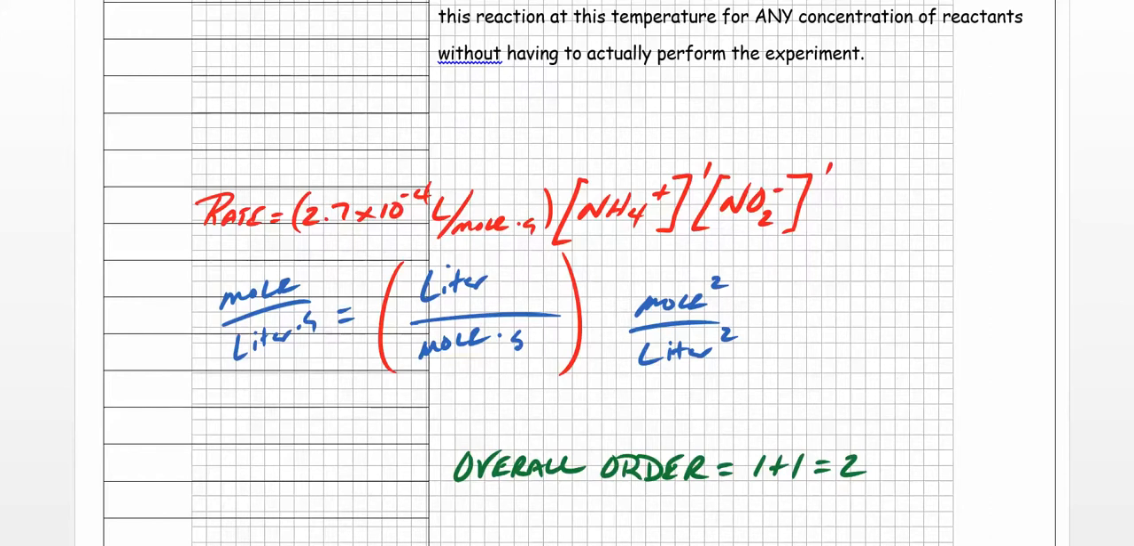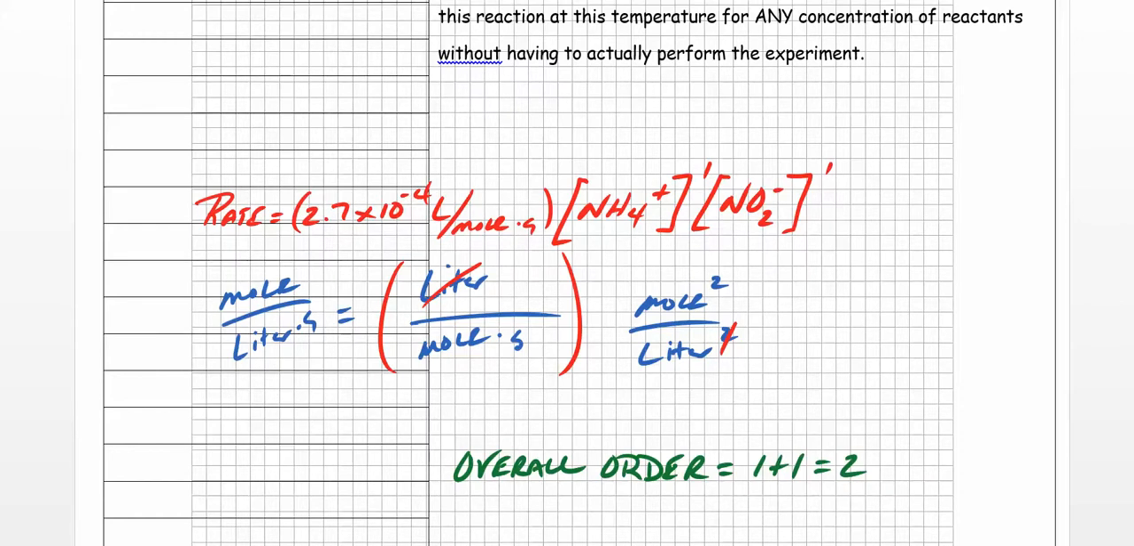This is what we're going to have to do. We're going to put liters on top. That's going to cancel with one of these liters on the bottom, and that's going to leave me with liters to the first power on the bottom. Seconds is on the bottom because seconds has to end up on the bottom of the rate, and I'm going to have liters on top to cancel with one of these liters on the bottom. So that'll cancel, and I'm left with a unit for K of liters per mole per second.